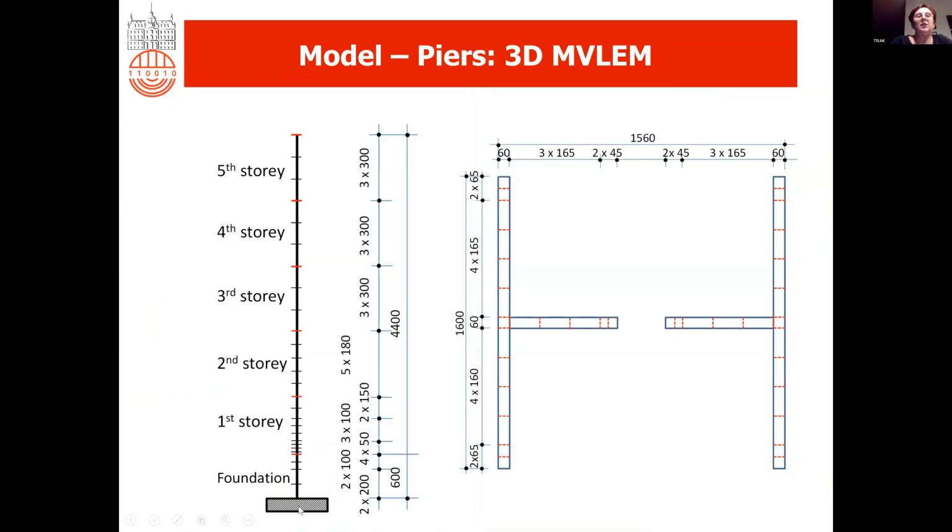Each pier we modeled with beam-column elements. At the places where we expected more damage, the elements were shorter than in the upper stories, where we used longer elements. Here you can see how we divided the cross-section into segments. Both piers were modeled with a similar model, and then they were connected with the coupling beams.